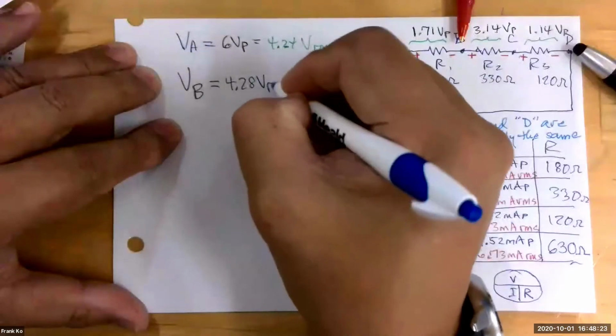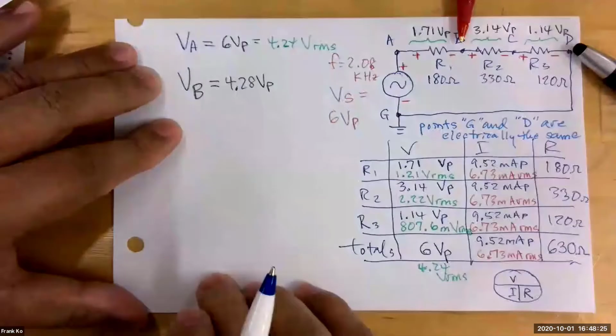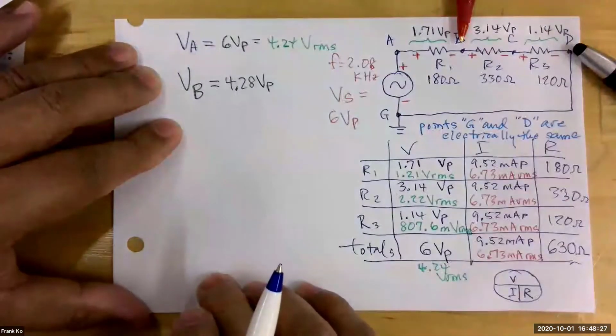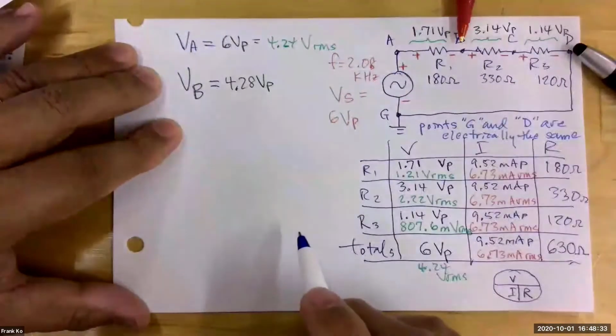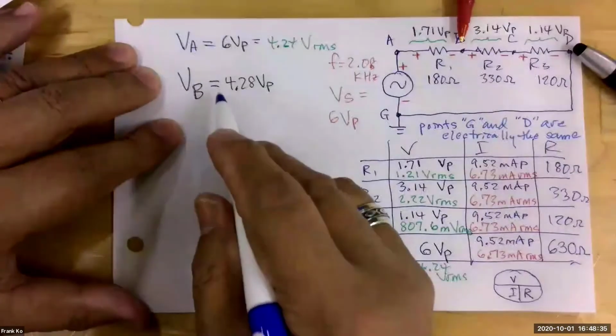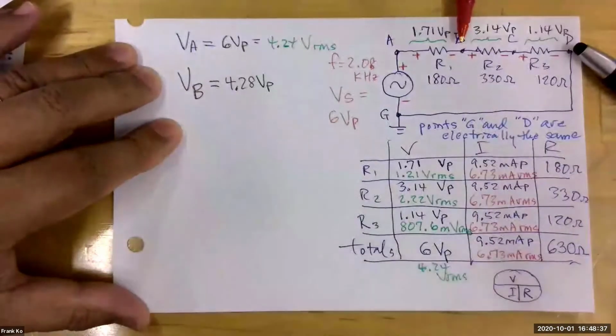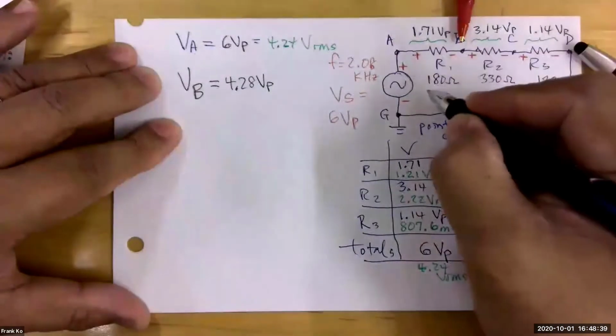4.28 volts peak. Does everybody agree to that when you add those two together? All right, so far so good. What would that value be in terms of RMS? The voltage at point B in terms of RMS. Well, let's go ahead and write the RMS values in here.